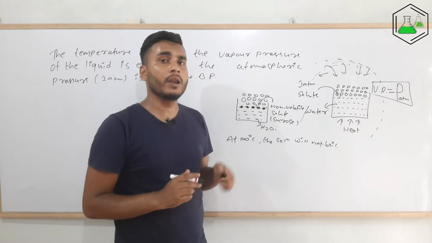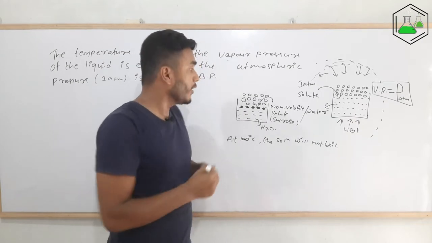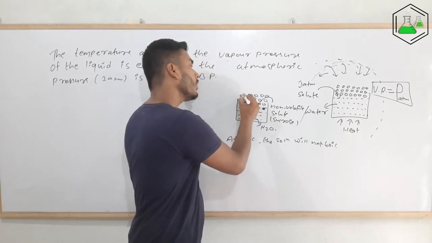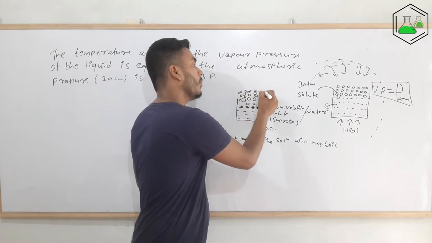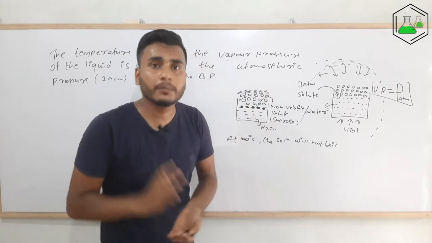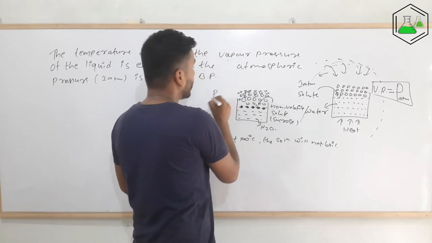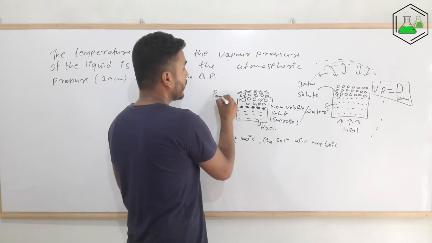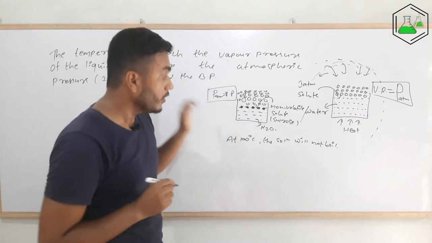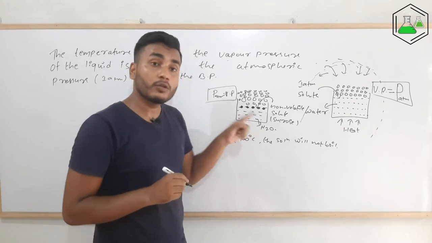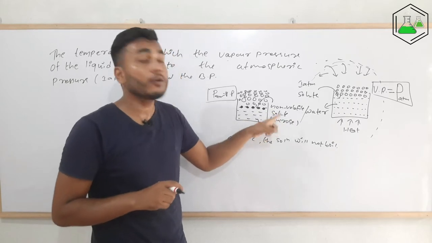Then to make it boil, what do we need to do? Yes, you are thinking correct. We need to increase the temperature, right? If we increase the temperature, then more and more vapor molecules will be formed over here. And finally, after reaching some more temperature, atmospheric pressure will be equal to vapor pressure. Okay, this condition will be satisfied. So at 100 degrees Celsius, the solution will not boil. Although there is water, it will not boil because of the non-volatile solute sucrose.